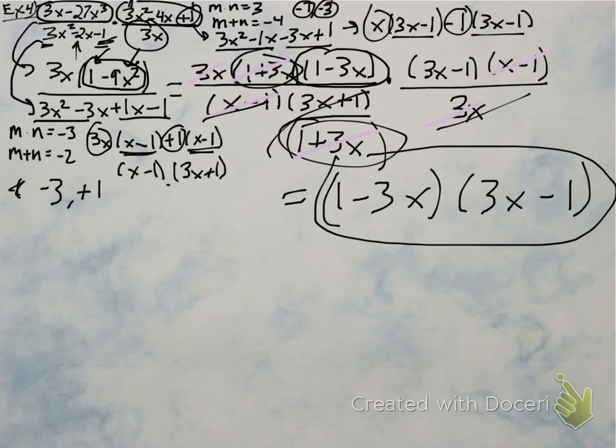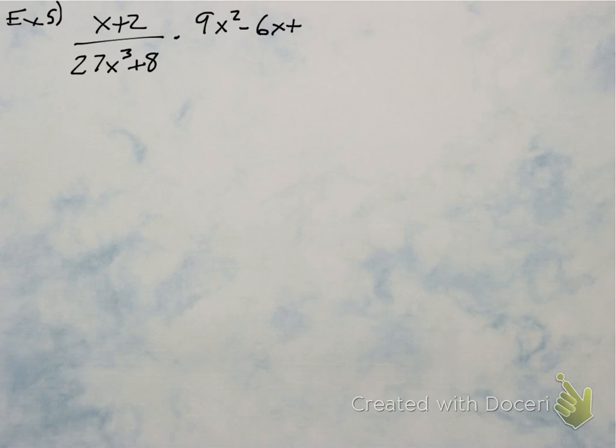I'm going to show you one last example, and then we'll call it a day. Example, I think we're on example 5. Take a look at this guy. We have x plus 2 over 27x cubed plus 8 times 9x squared minus 6x plus 4. Okay, first thing that I would do is try to make this a fraction times a fraction. So I'm going to write that as over 1, just so it becomes easier. Now we got to try to factor stuff. There's nothing we can do with x plus 2, so I'm going to write x plus 2.